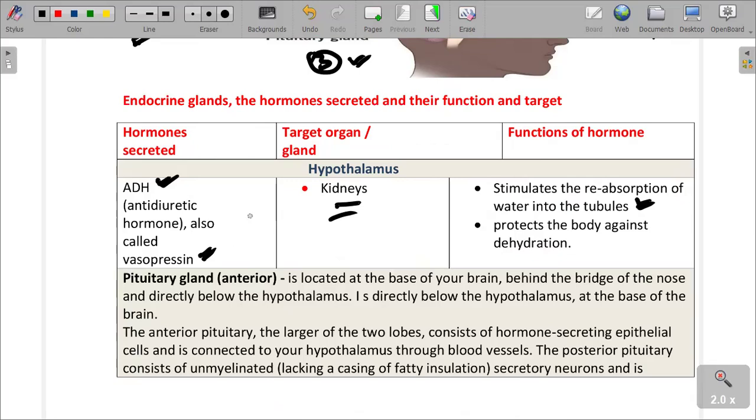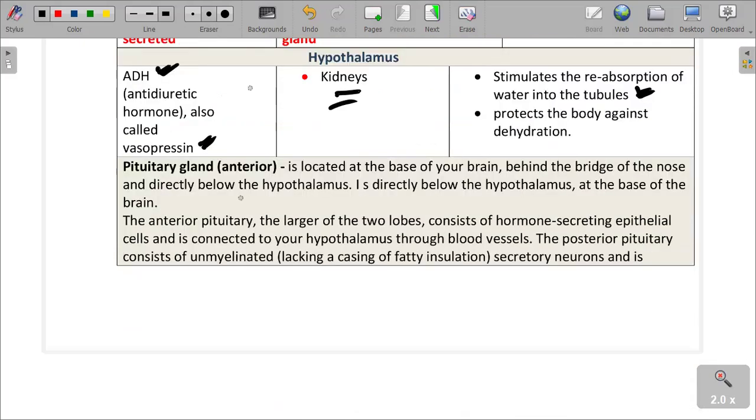So what you need to know is that ADH is produced from the hypothalamus, targeting the seminiferous tubules of the kidneys in order to stimulate the reabsorption of water into the tubules, and it also protects the body against dehydration. So let's look into that.